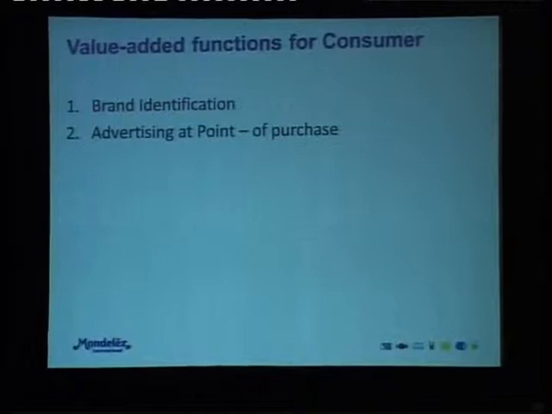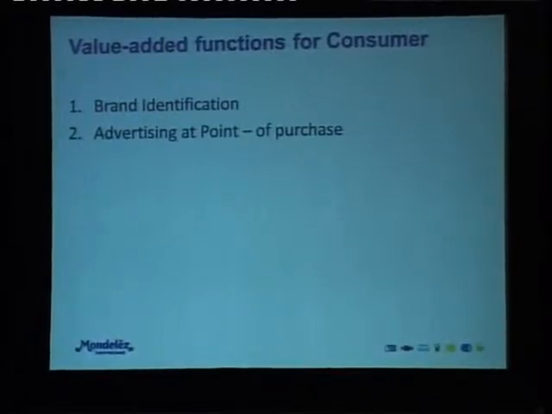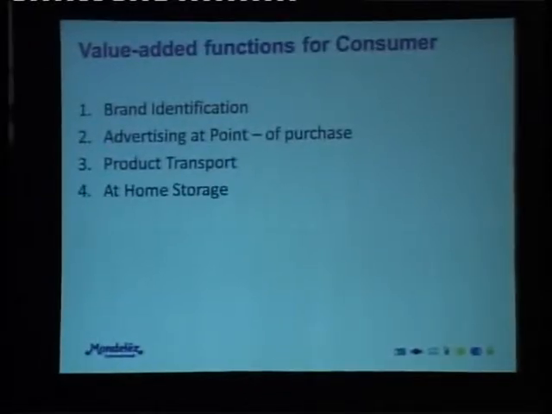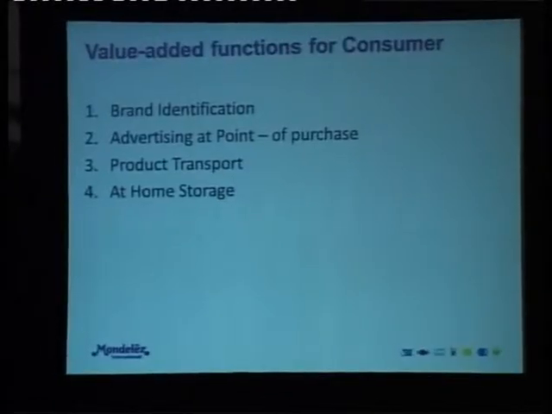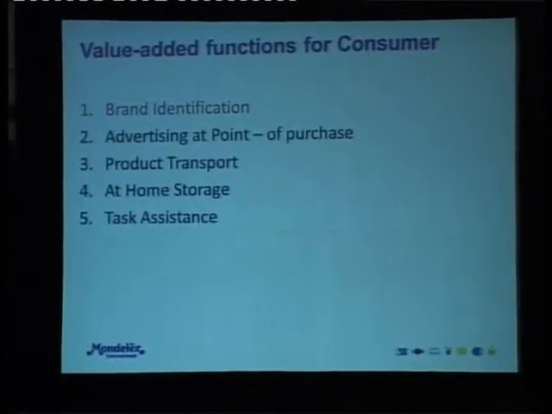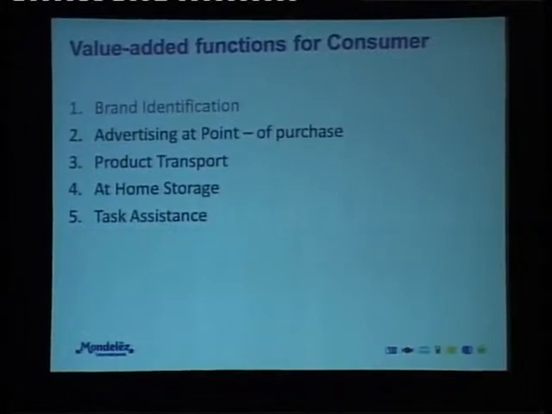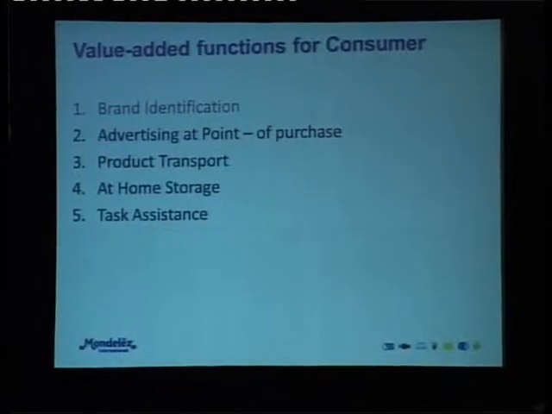So one is brand identification. The second one would be POP solutions, or advertising at the point of purchase. The third one is transportation, in terms of having all the required parameters. Then at-home storage and task customs, which is how the packaging functions to give the end product convenience. So for this session, the main objective is to talk about brand identification. So how do we do brand identification?